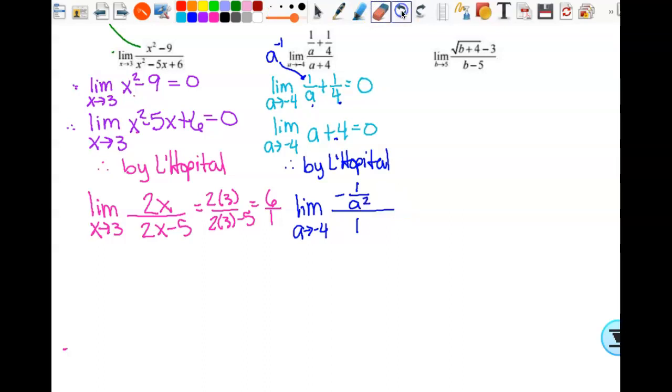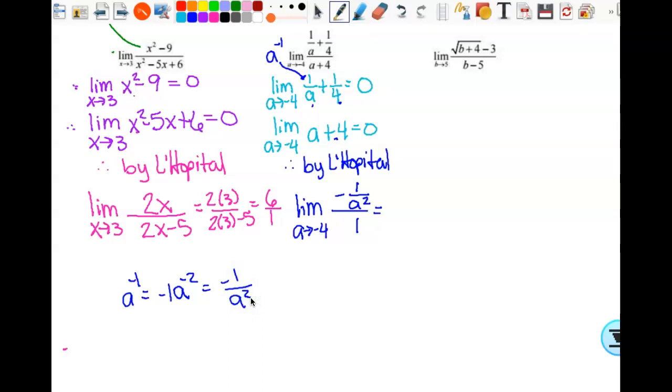Oh, eraser's too big. Make that a little bit shorter. There we go. So a to the negative 1, I get negative 1 times a to the negative 2 power, and that's why I get negative 1 over a squared.